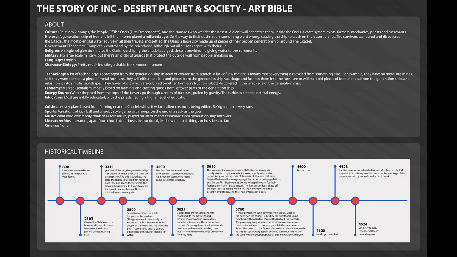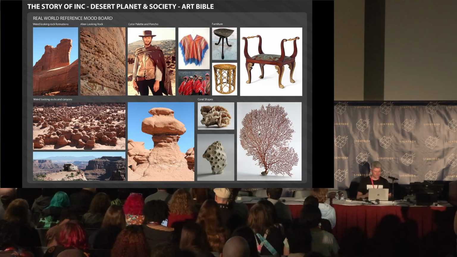Yeah, I like the last one. Cinema, none. There's no movies for these people because they have none. But who knows? Your particular project might have it. Then a bit of a historical timeline. Again, won't go through this, but you get the idea. It starts off with their landing in the desert, the fight with the nomads, which led to a whole lot of people leaving, and then when the story actually begins for our particular story, which is the story of ink.